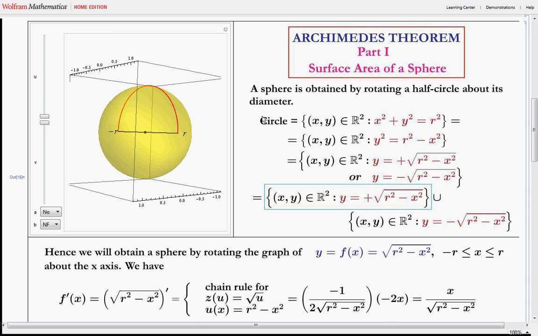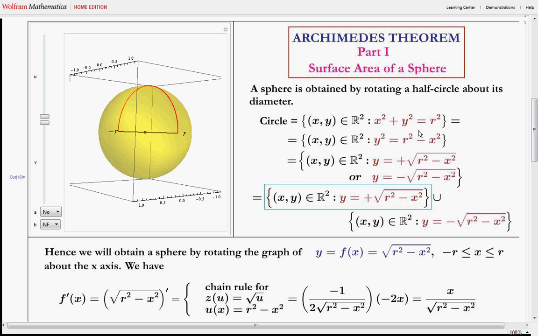As everyone knows, the circle centered at point (0, 0) and having radius r is the set of points on the coordinate plane which satisfy this first red equation: x squared plus y squared equals r squared. Why don't we solve this equation for y? But let's notice that it is a quadratic equation in y, hence we should expect two solutions.